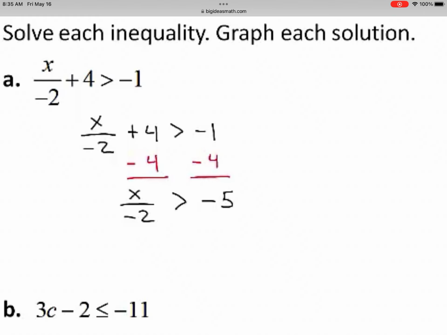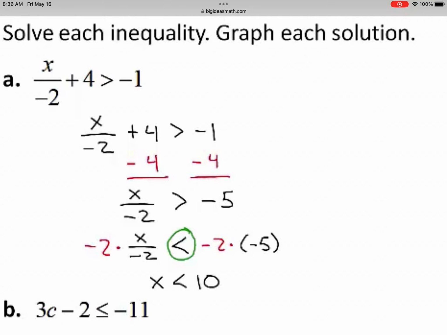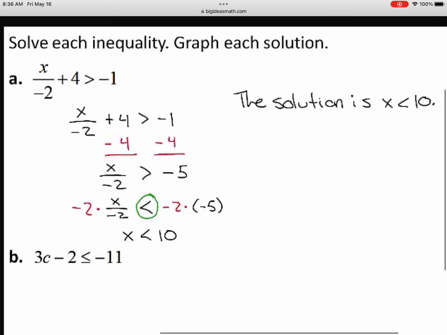Multiply each side of the inequality by negative 2. Because you are multiplying each side of the inequality by a negative number, reverse the direction of the inequality symbol. Negative 2 times x divided by negative 2 is less than negative 2 times negative 5. Because negative 2 times x divided by negative 2 is x, and negative 2 times negative 5 is 10, x is less than 10. So the solution is x less than 10.